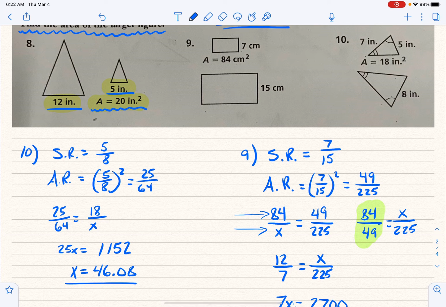And so either way, area of the larger figure, because we said the area of the smaller figure was 18, so the area of the larger figure would be 46.08. All right, pretty simple stuff. This isn't super duper hard.